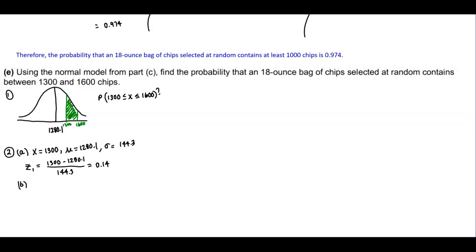Okay, and then for part B, we know that x is going to be 1600, using the same mean and standard deviation. So we have 1600 minus 1280.1, divided by the standard deviation of 144.3, and that gives us a z-score of 2.22.